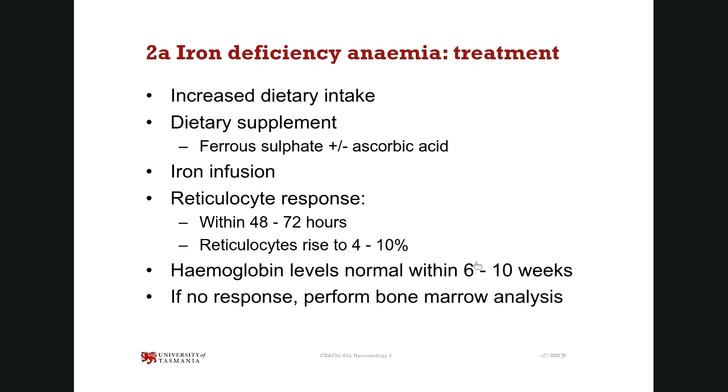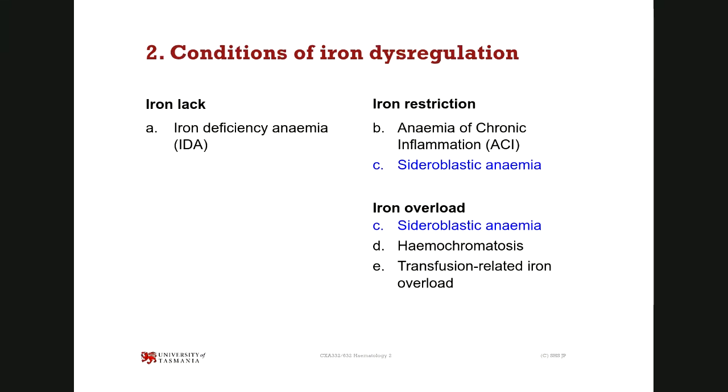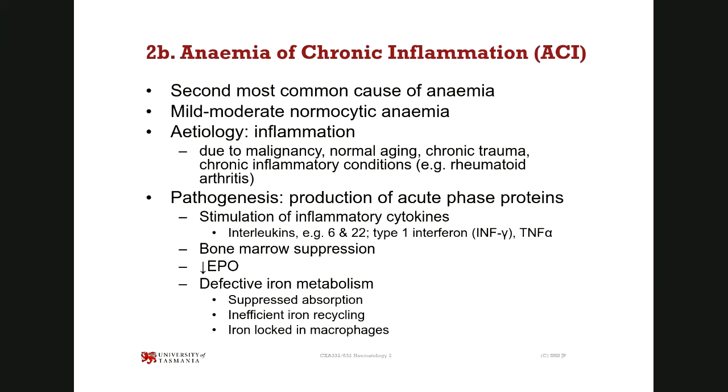Excellent. Okay, so let's get on to the next condition that you need to know about, and that is anemia of chronic inflammation. So we've already talked about this in week 1 as an example of hypoproliferative anemia, but again, it's mentioned here because it is a condition of iron dysregulation. That's actually what causes it. It's the second most common cause of anemia in the world, and it's important that you learn about it.